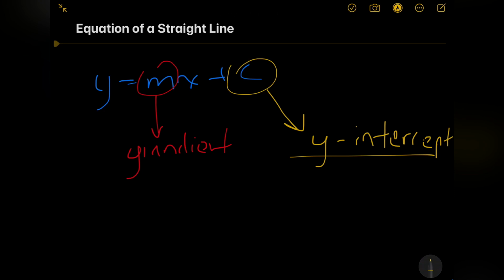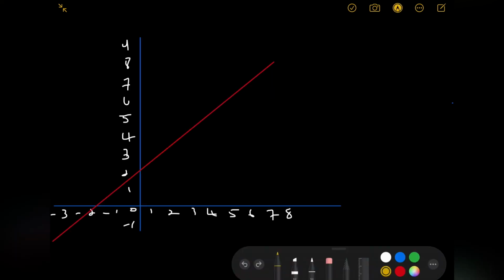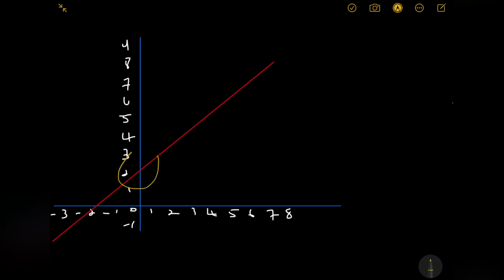So if you're given this function graphically, let me draw it. If this is our straight line, our y-intercept would be at 2, because that's where the function cuts the y-axis. So c would be equal to 2. Now, if you recall, the equation of a straight line is given by mx plus c. That's the equation, and now we know that c is 2, and we want to find m.